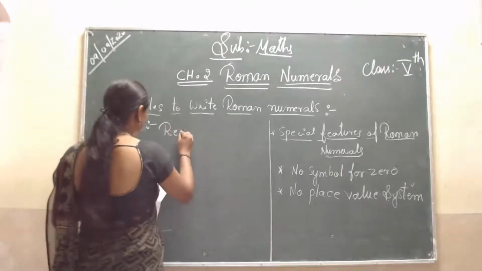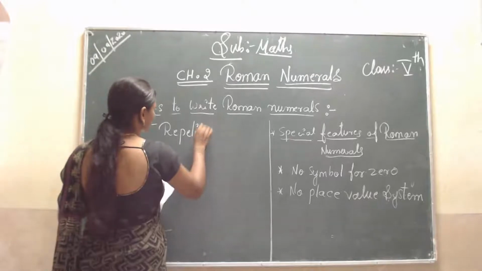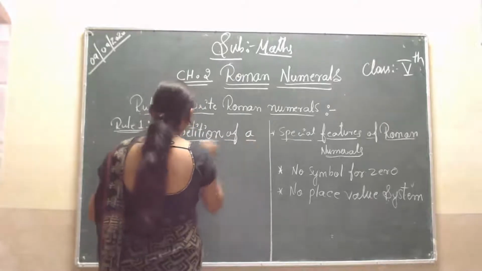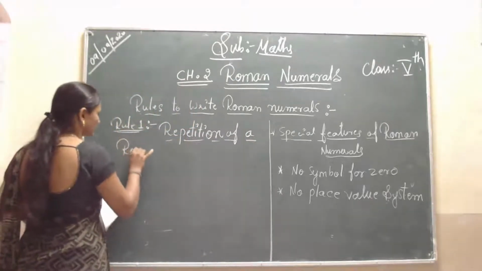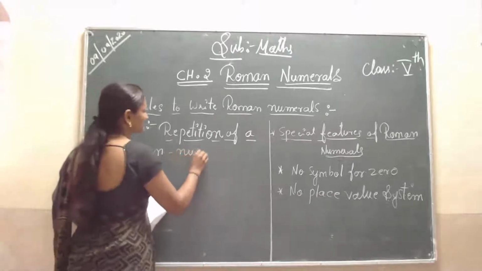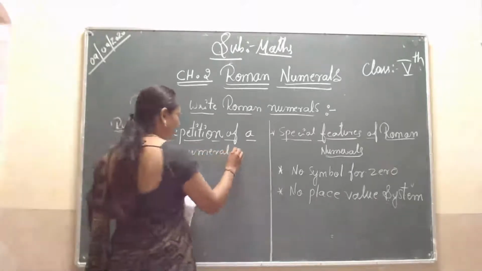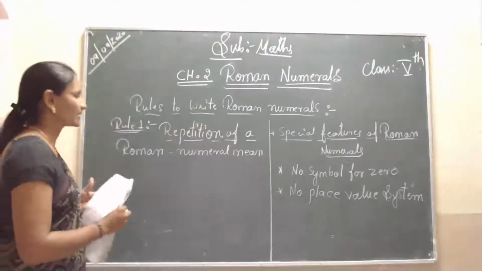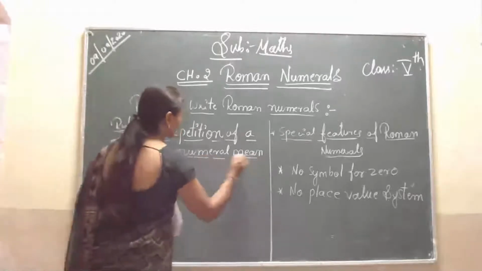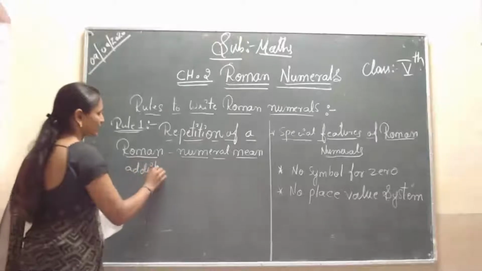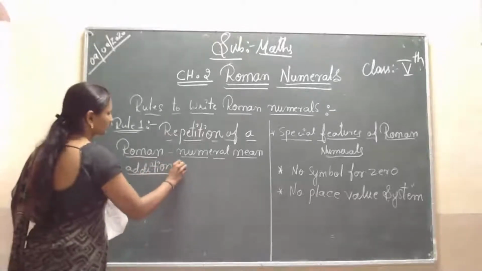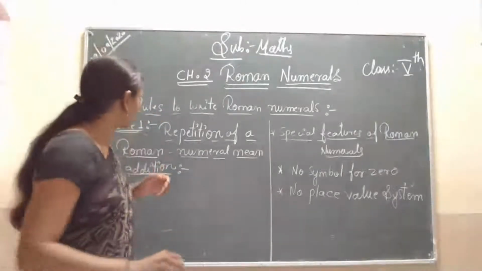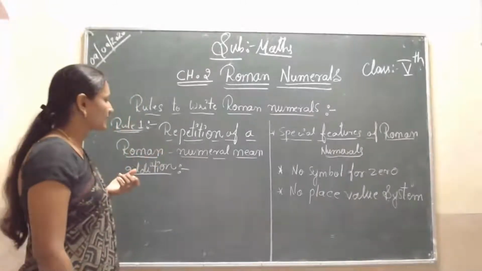Students, note down these important points. The repetition of Roman numerals means addition. So repetition of Roman numerals is addition, among the rules of addition, subtraction and multiplication. Repetition in the Roman system means addition.